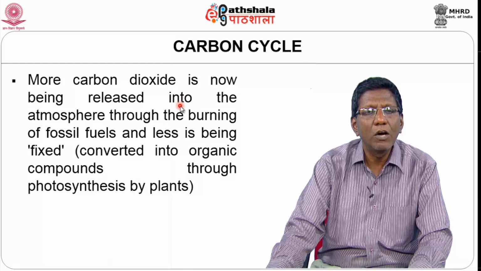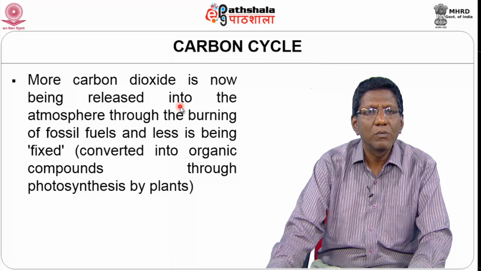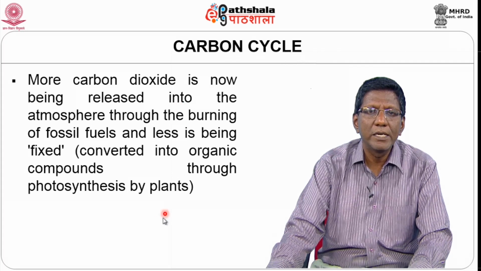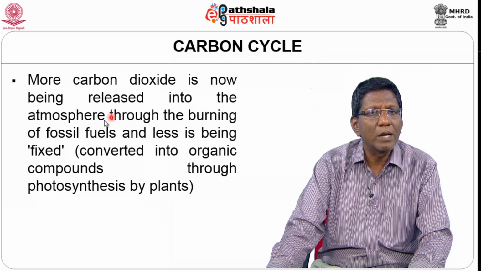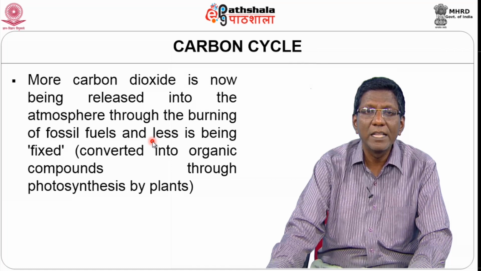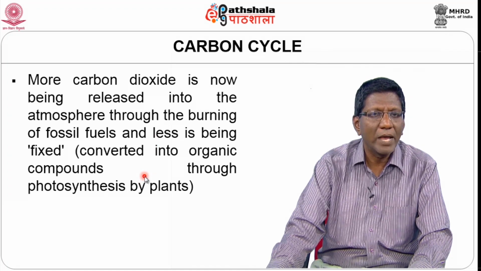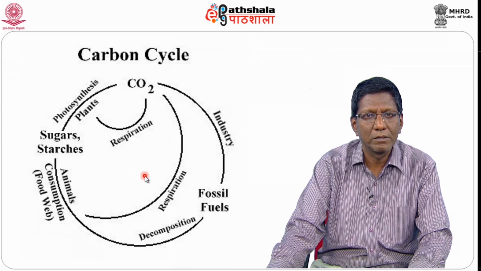But when we dig out fossil fuels and use them as energy, we are putting a lot of carbon from under the earth, in the geosphere, back into the atmosphere. So more carbon dioxide is now released into the atmosphere through the burning of fossil fuels and less is being fixed. The plants fix carbon, but more and more carbon is released in the atmosphere. The plants find it difficult to fix carbon. This is the carbon cycle.